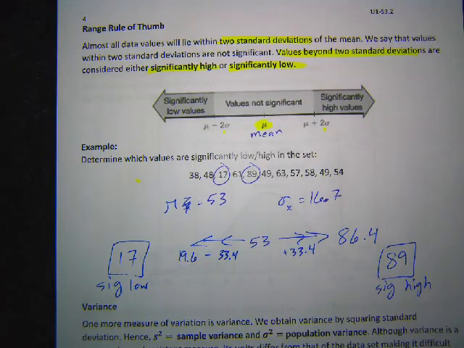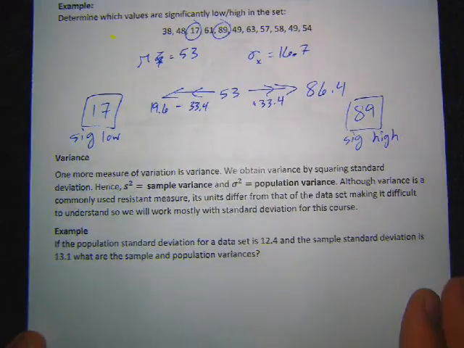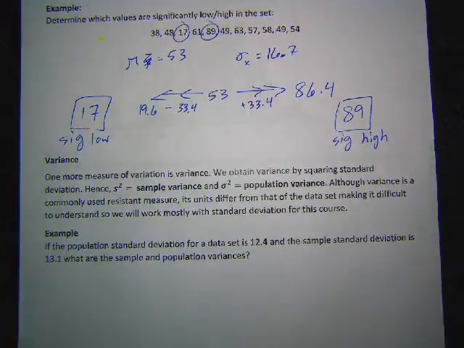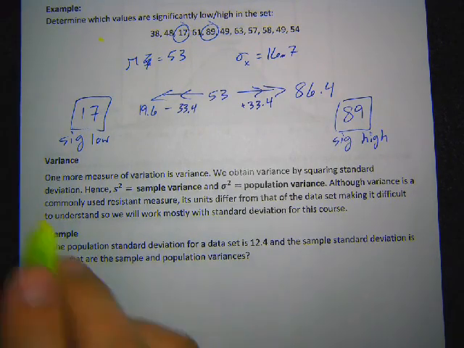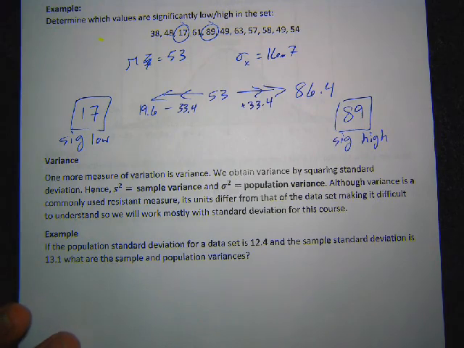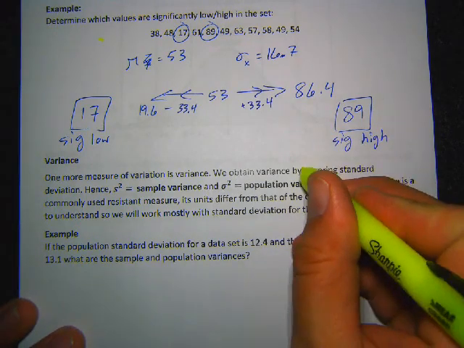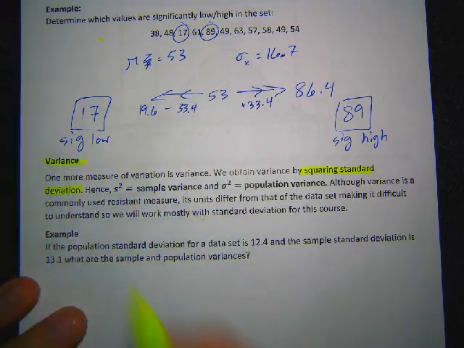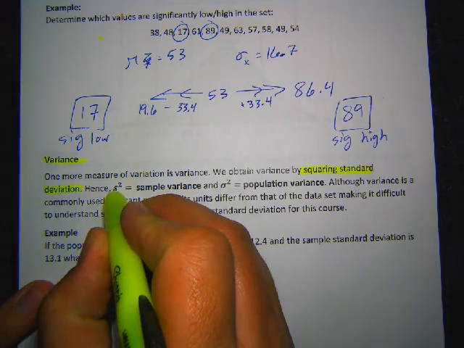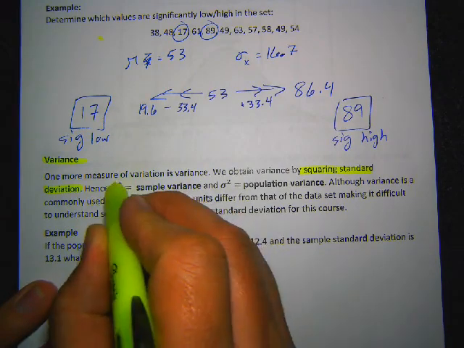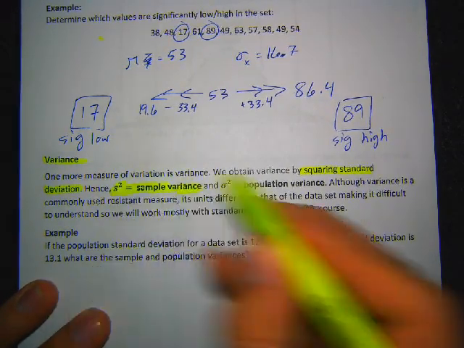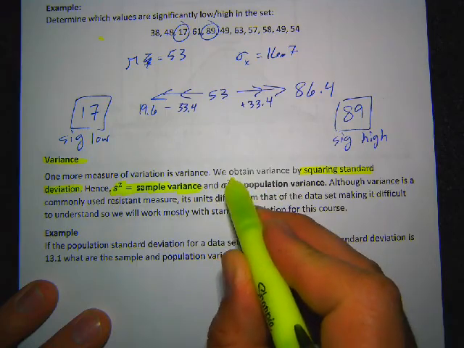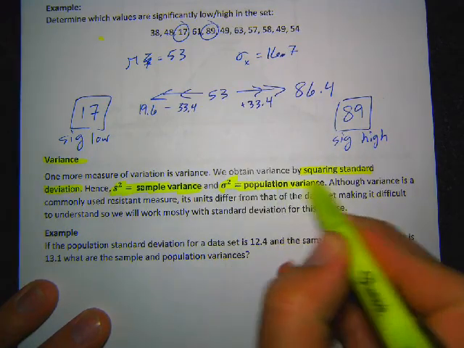Now, there is one more way to measure variation. This one's called variance. Variance is related to standard deviation because the variance is just the square of the standard deviation. So you just take your standard deviation, multiply it times itself, and you get the variance. If you take the sample standard deviation and square it, that's sample variance. If you take the population standard deviation and square it, that's population variance.